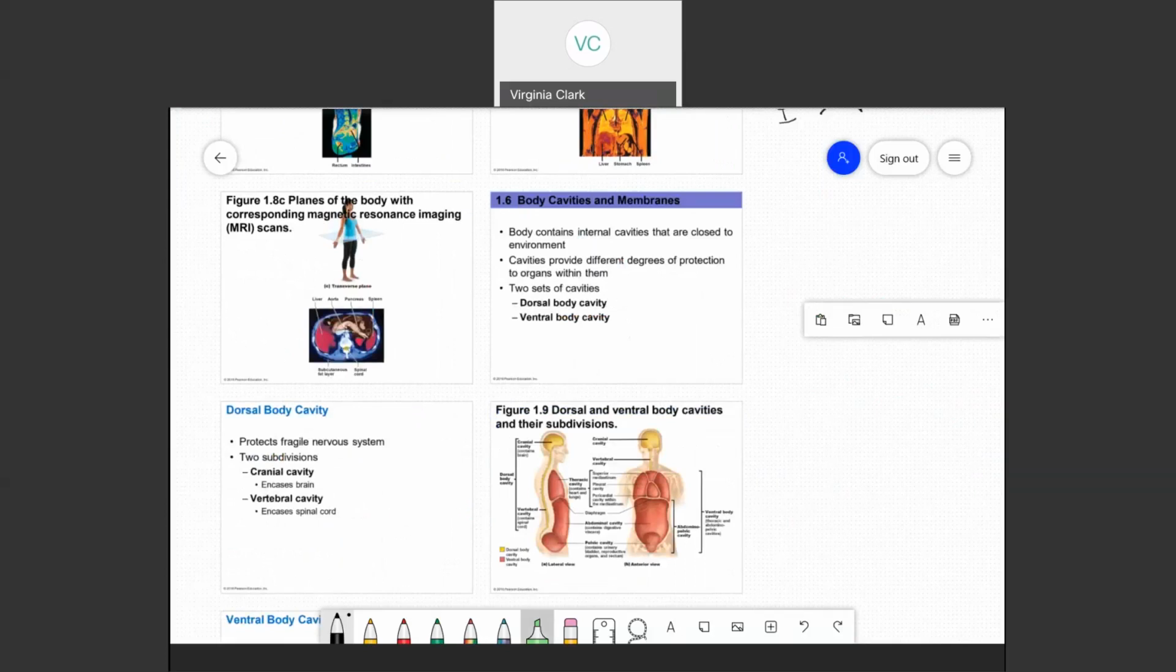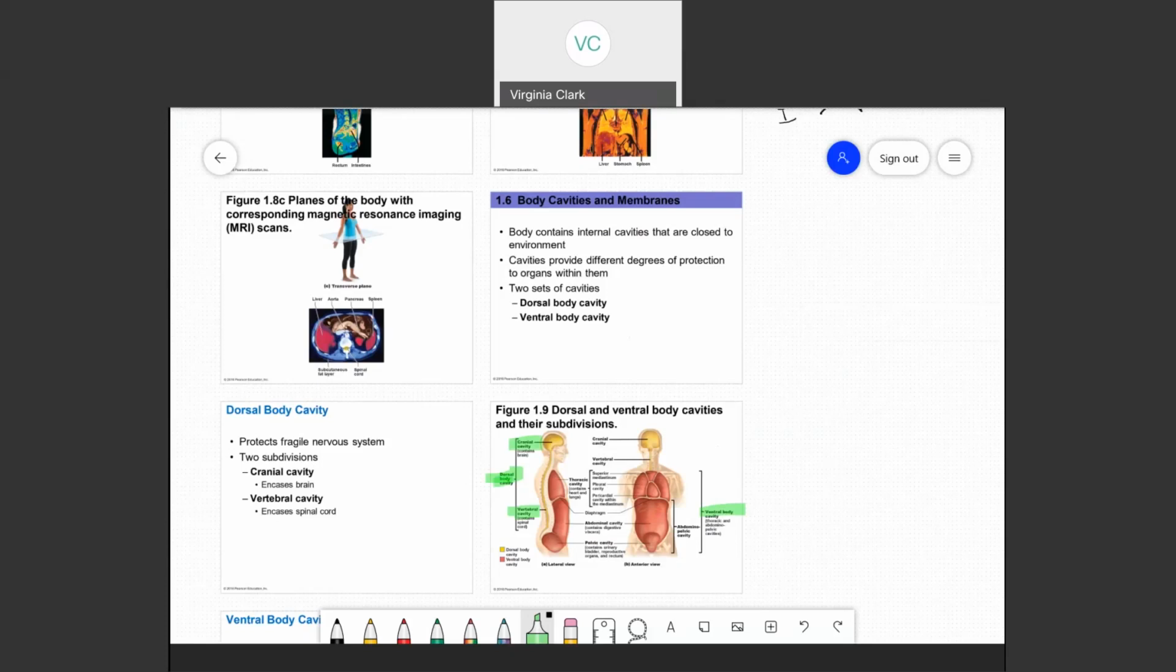You have a dorsal body cavity, and that is essentially going to be the part of the back of the body. And there are two parts of the dorsal cavity. You will have the cranial and you will have the spinal. This is your dorsal. And then another body cavity you're going to have is the ventral. So this is the front. And you will have the abdominopelvic and the thoracic.